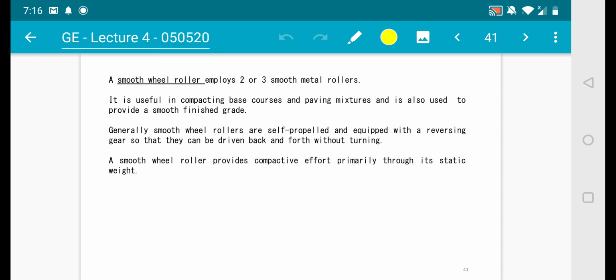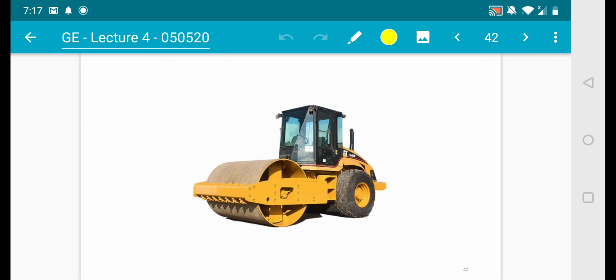A smooth wheel roller employs two or three smooth metal rollers. It is useful in compacting base course, okay, please understand the different types of course, and paving mixtures, and is also used to provide a smooth finish grade. Generally, smooth wheel rollers are self-propelled and equipped with a reversing gear so that they can be driven back and forth without turning. A smooth wheel roller provides compactive effort primarily through its static weight. So that's a smooth wheel roller.